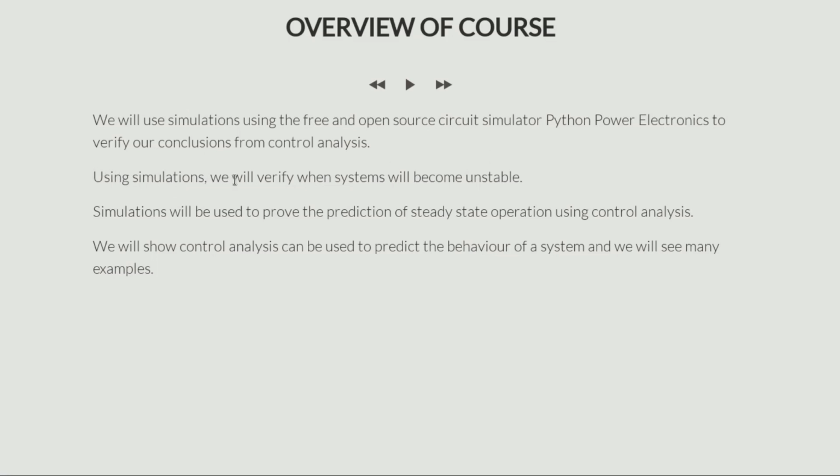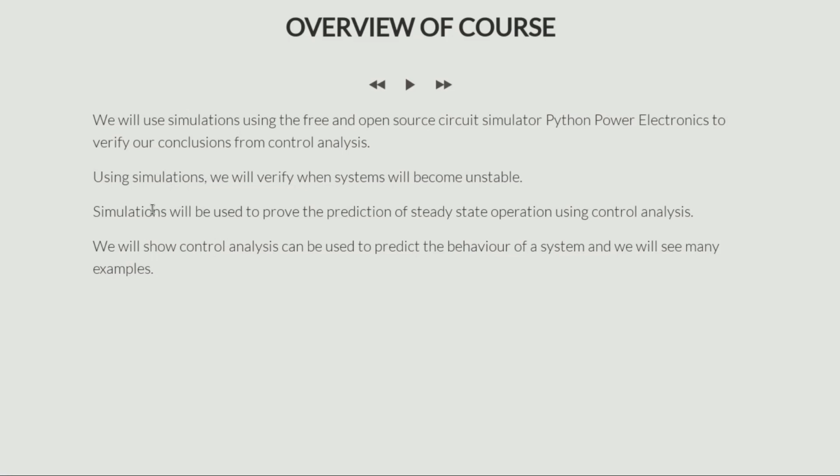So these simulations will be used to verify several aspects. For example, using simulations, we will verify when systems become unstable. Because we've already used control system tools to analyze the stability of our grid connected converter, using simulations, we will then verify whether those analyses of unstable systems that we arrived at from control systems show up in simulations as well.